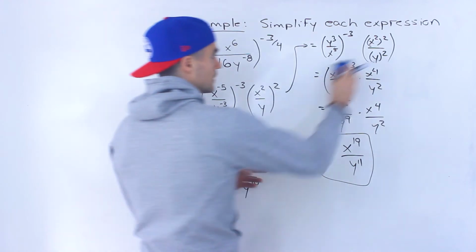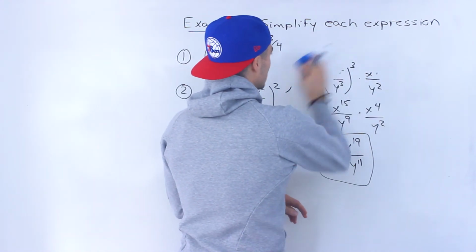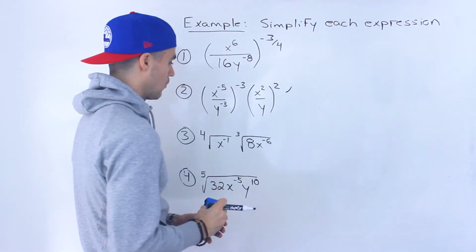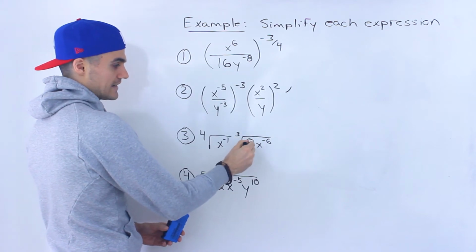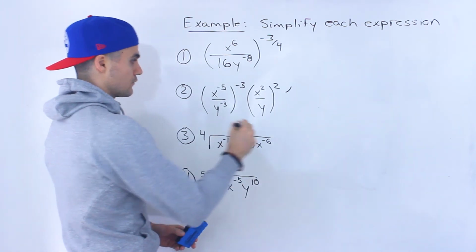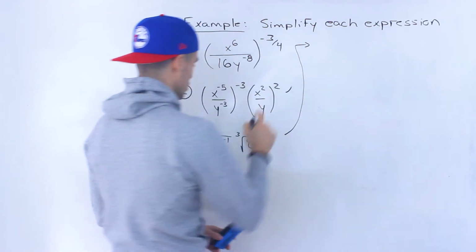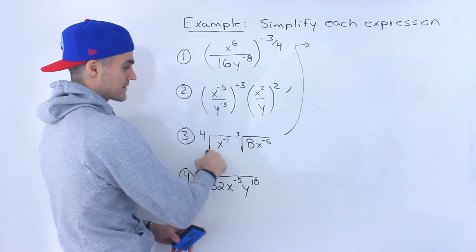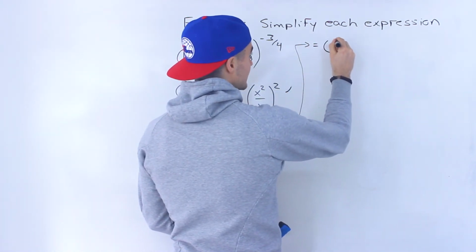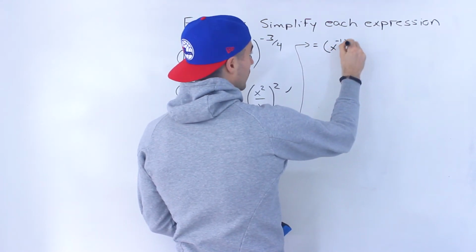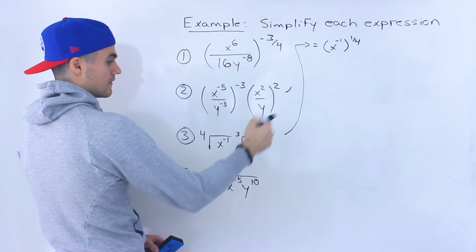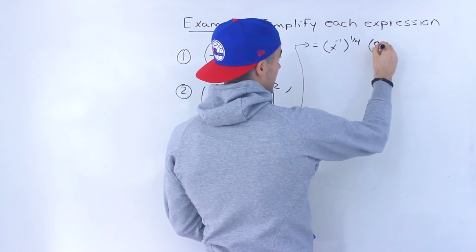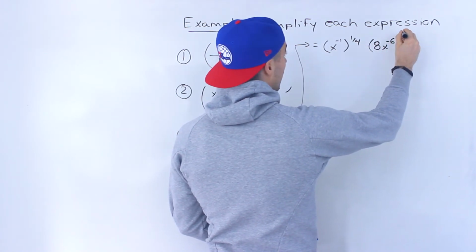And then we got number 3 here. We got the 4th root of x to the negative 1 times the 3rd root of 8x to the negative 6. So first thing I'm going to do is change these roots to rational exponents. So this fourth root of x to the negative 1, I could rewrite as x to the negative 1 to the power of 1 over 4, like that. And then this over here, I could change to be 8x to the negative 6 to the power of 1 over 3, like that.